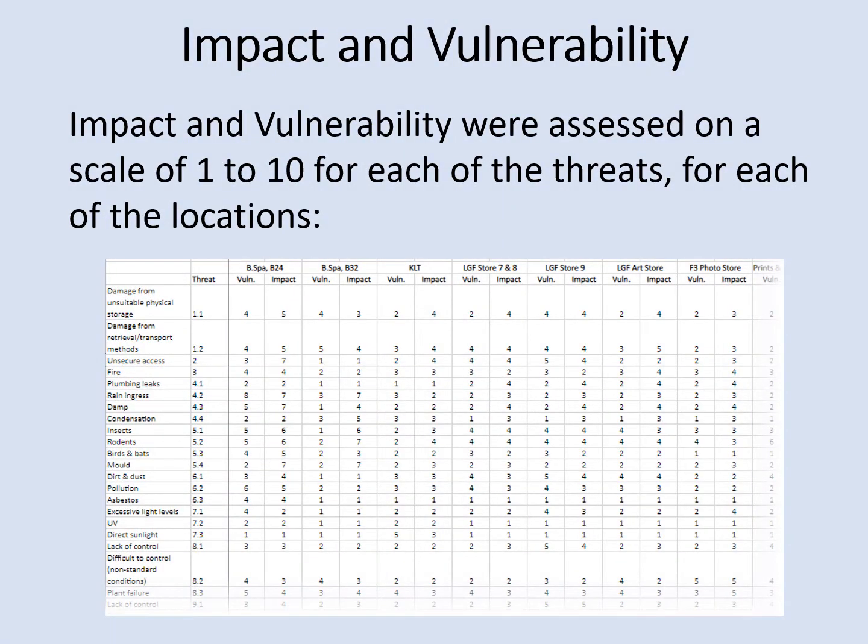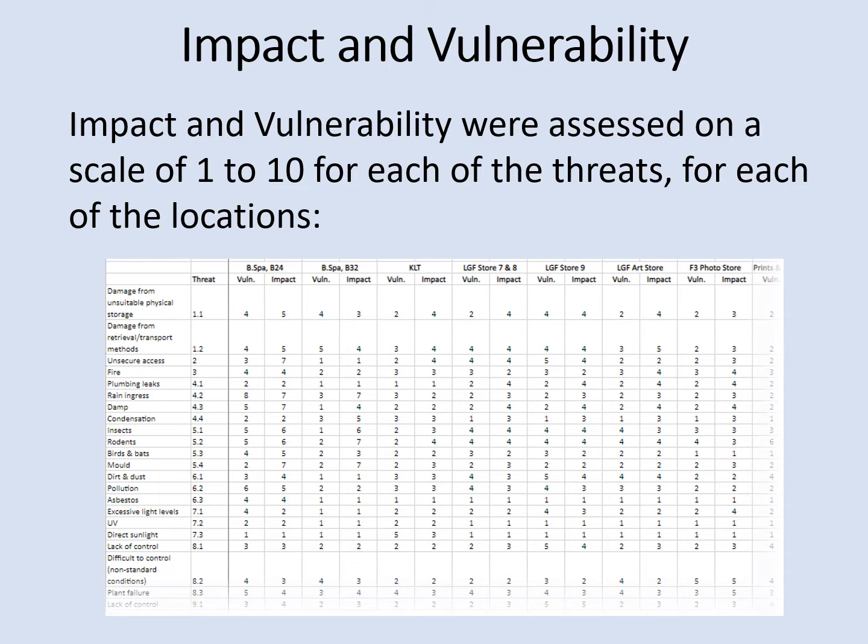Having defined the threats we're considering, the locations we're looking at, the way we are specifically and individually defining those threats, and the way we're considering the ratings of impact and vulnerability, which were individually assessed on a scale of 1 to 10, with 1 being the least problematic, 10 being the most problematic, we then assessed each of these threats for each of the locations, as indicated in the table below.